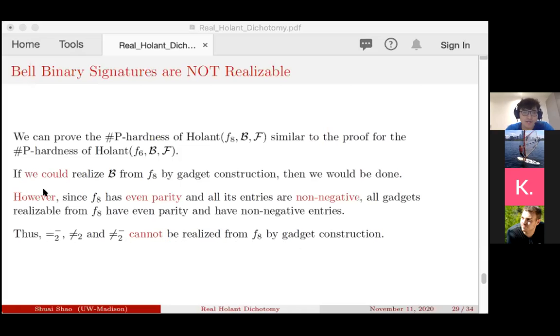So basically, from this signature f sub 8, we cannot realize anything useful. We actually conjecture that all signatures realizable from this signature f sub 8 of arity no more than 8 are either tensor products of binary equality signatures, or just the signature itself. So this signature has a very strong closure property.